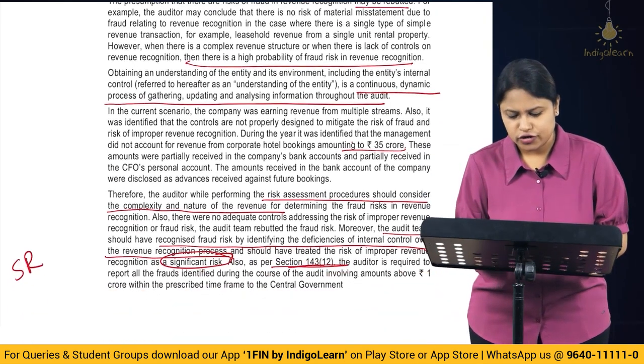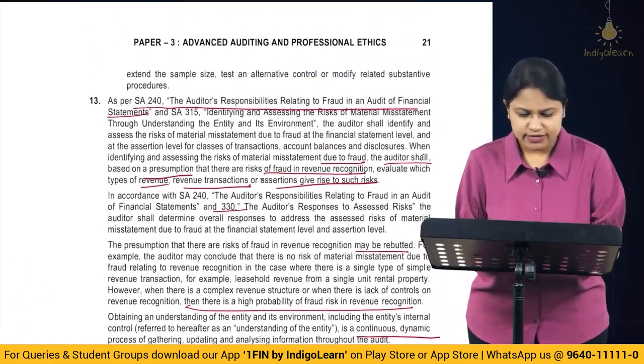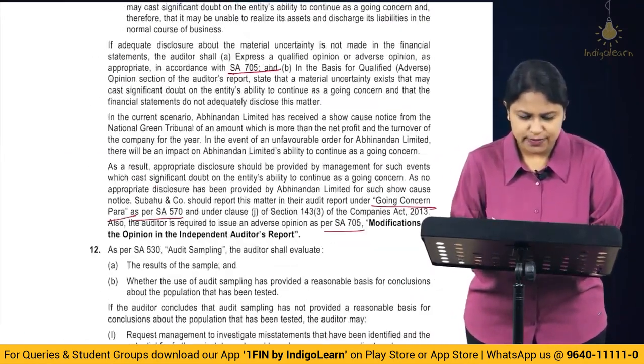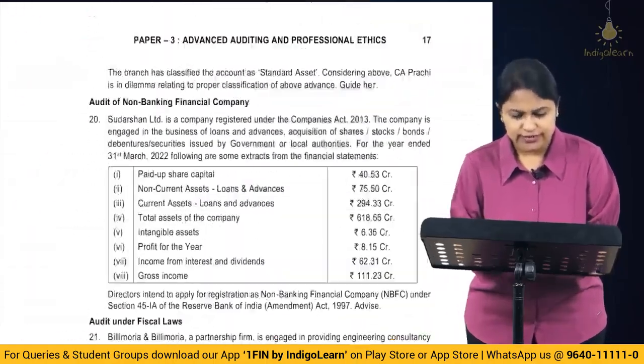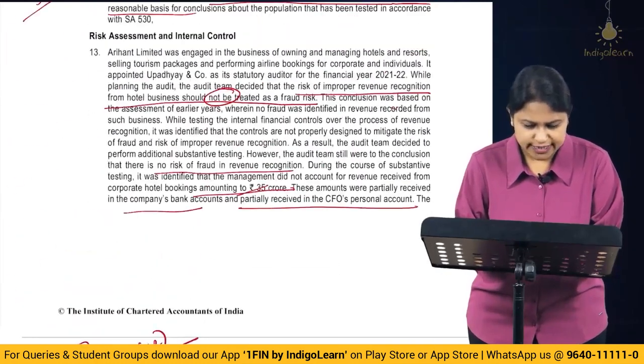Also, when you identify the fraud and the amounts are above 1 crore, within the prescribed framework, you have to inform the central government. They have given that as a part of the extra information here, or they have expected you to write it because it is about a company. Then, moving on to the next question.